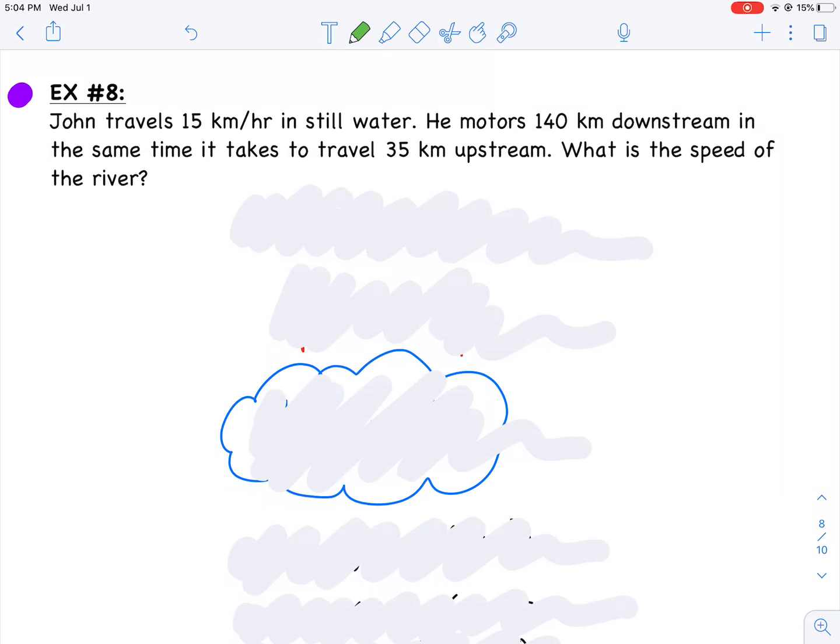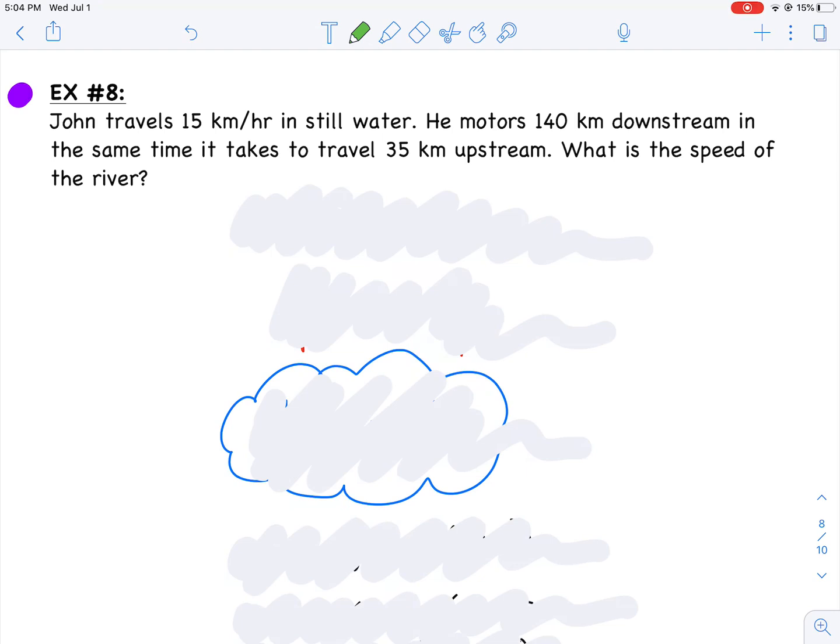All right, here's another example, example number 8 of our different motion problems from 6.7. It says here that John travels 15 kilometers per hour in still water. He motors 140 kilometers downstream in the same time it takes to travel 35 kilometers upstream. What is the speed of the river? We want to figure out how fast the river is moving. Maybe you want to call that R for speed of the river.